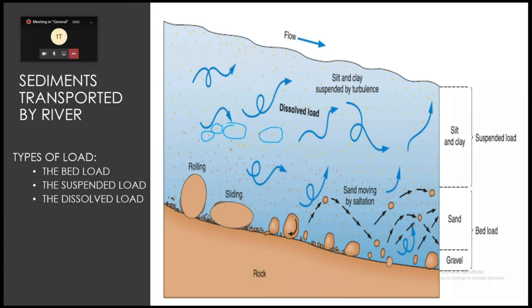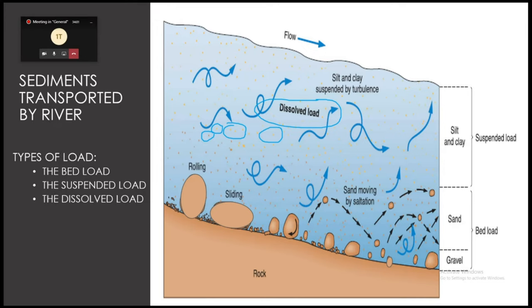The size of the particles is small, so the river is capable of picking them up from the surface. So it picks the material up and transports it within the water as a suspended load. And the third one is the dissolved load. With the dissolved load, we may not be able to see the grains, but when we filter the water, we are able to see the materials which are dissolved in the water. So these are the three different ways sediments are transported by the river.